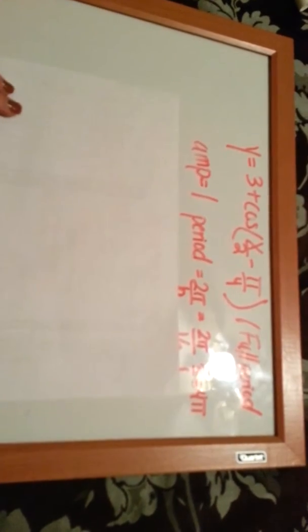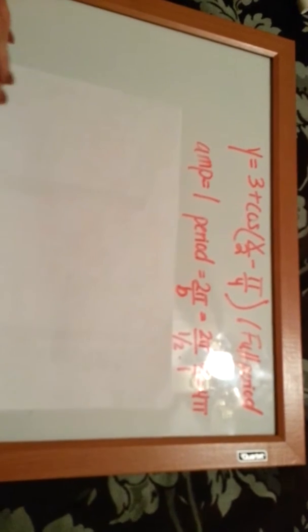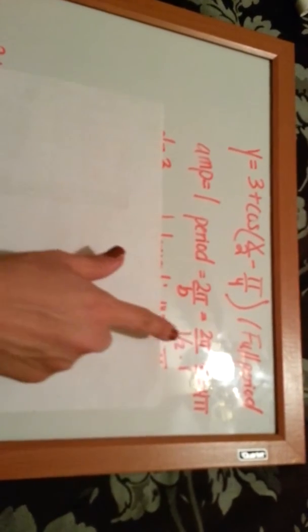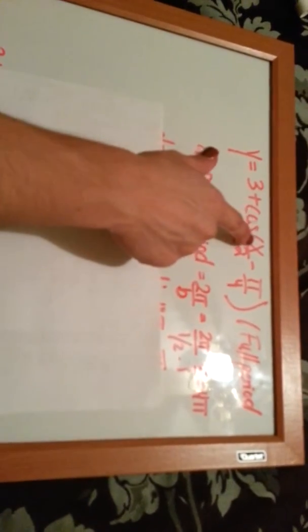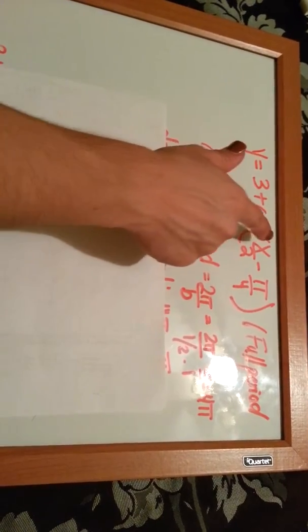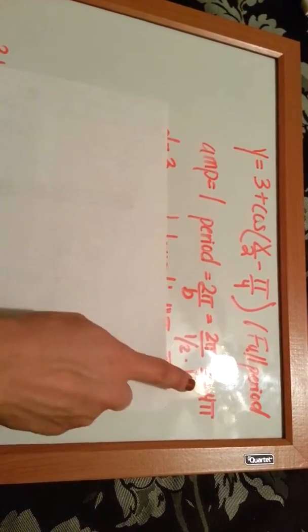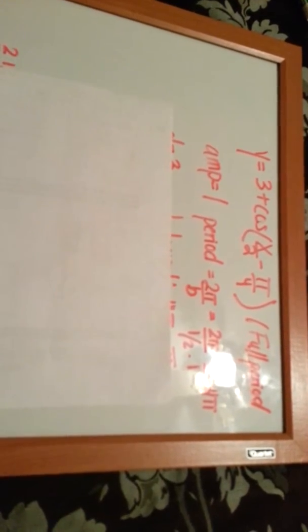Our period is figured out as we did in the previous lesson. It's 2 pi over b. So it's 2 pi over 1/2 because what's in front of the x is a 1/2. You can't see the 1, but there's actually 1 over 2. So then you multiply by the reciprocal to get rid of the fraction, and you get 4 pi.